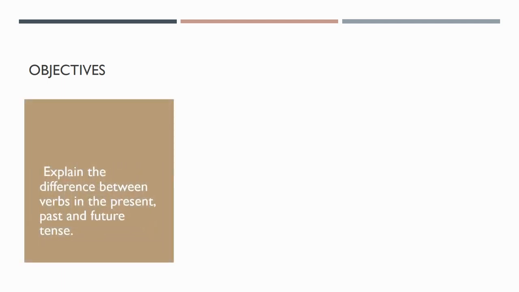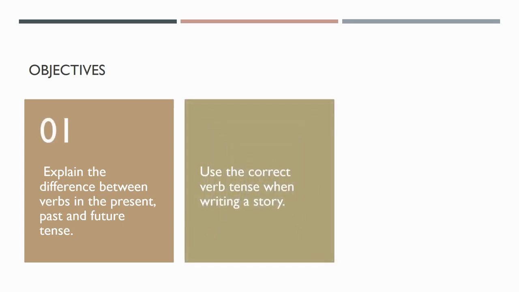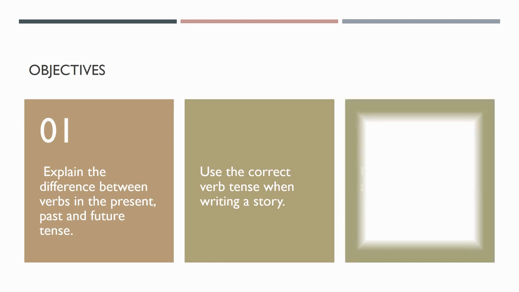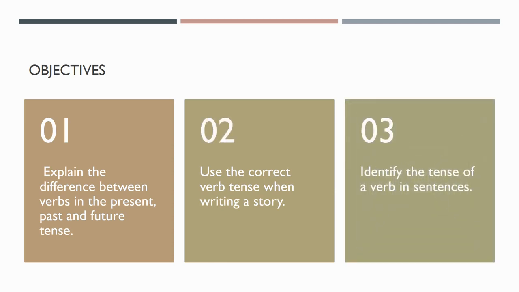Today, our objectives are as follows. Read with me, boys and girls. Number 1. Explain the difference between verbs in the present, past, and future tense. Number 2. Use the correct verb tense when writing a story. And finally, number 3. Identify the tense of a verb in sentences.